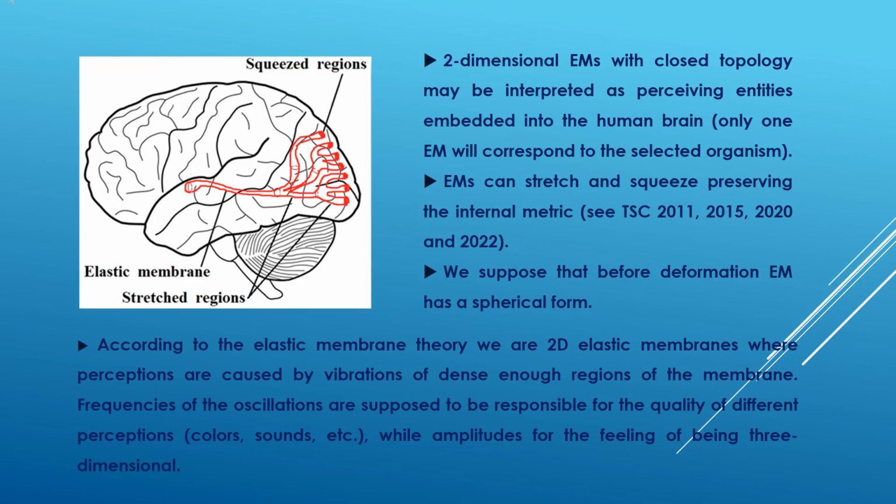According to the elastic membrane theory, we are two-dimensional elastic membranes where perceptions are caused by vibrations of dense enough regions of the membrane. Frequencies of the oscillations are supposed to be responsible for the quality of different perceptions, colors, sounds, etc., while amplitudes for the feeling of being three-dimensional.